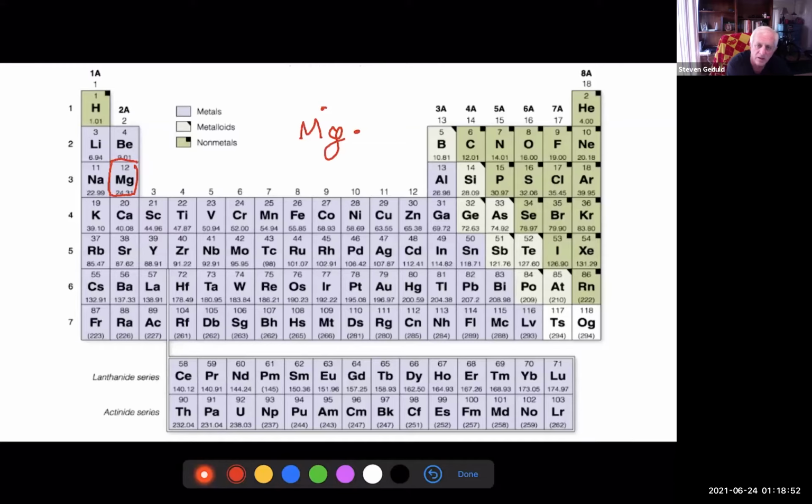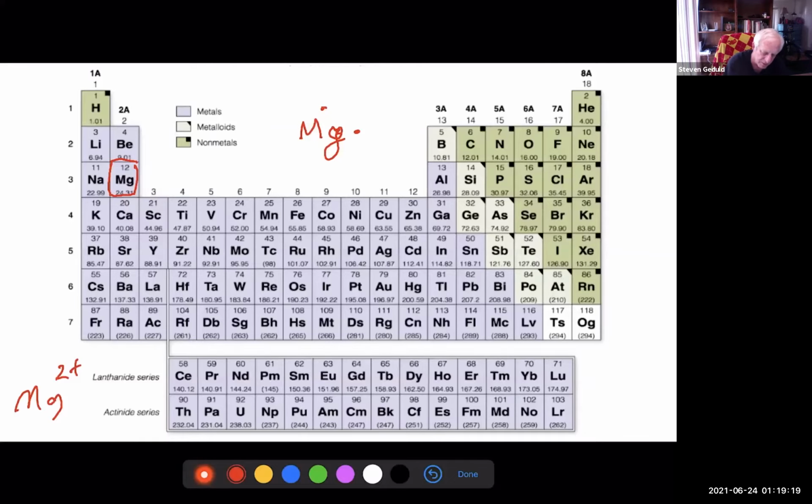To become stable, magnesium is going to lose those 2 valence electrons to give you Mg2+. Everybody see why it's a positive, why it's +2 when you're losing electrons? Okay. If we look at magnesium, it's got 12 protons in the center.